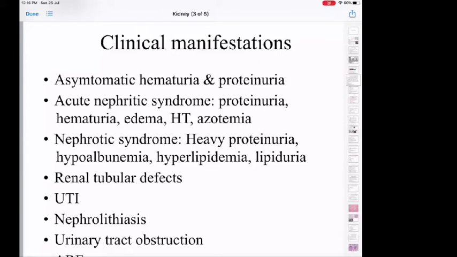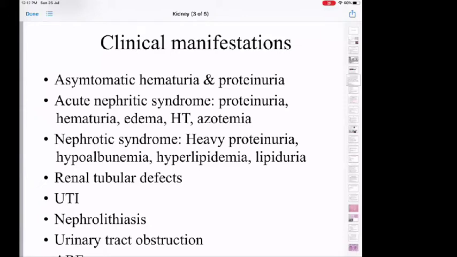Second is acute nephritic syndrome. The clinical manifestations of acute nephritic syndrome are mild proteinuria, maybe hematuria also, and hypertension. These three are most important. Fourth is edema, mild edema, and azotemia.